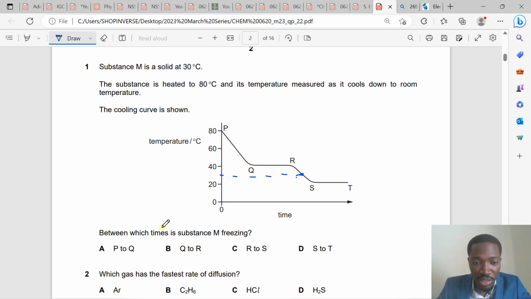Between which times is substance M freezing? When can we consider a substance to be freezing, a substance that has this cooling curve? Take note that the question told us that it was a solid at 30 degrees Celsius. So here it was a solid. When you heat the solid, you keep on heating it, the temperature begins to rise. At this time, what is happening? Here, the temperature stops rising, so the heat you keep supplying was used to melt this substance.